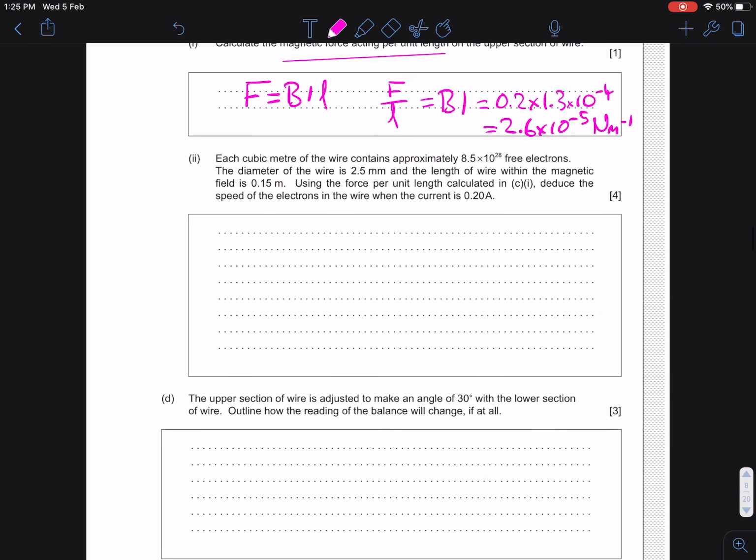C part 2: each cubic meter of the wire contains approximately that many free electrons. The diameter of the wire is that. Deduce the speed of the electrons in the wire when the current is 0.2 amps. So we're after the speed of the electrons.